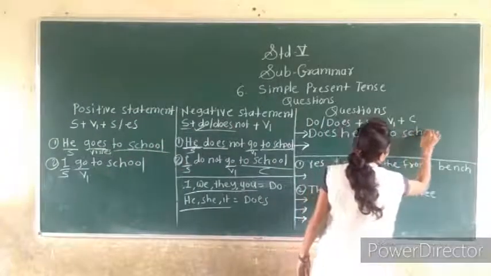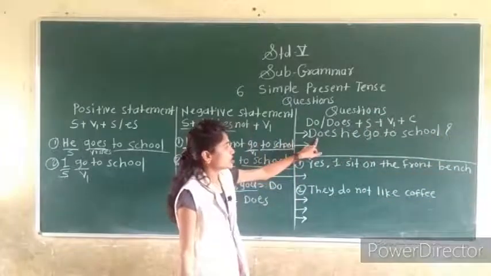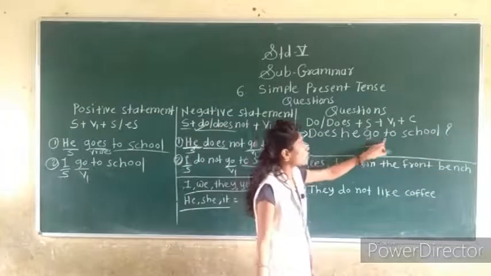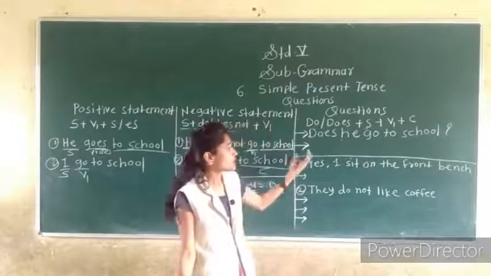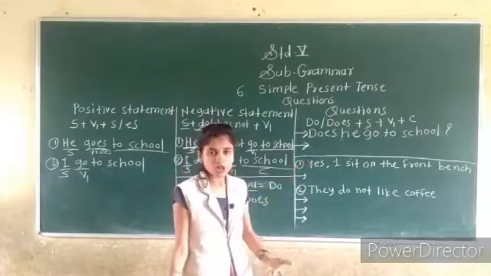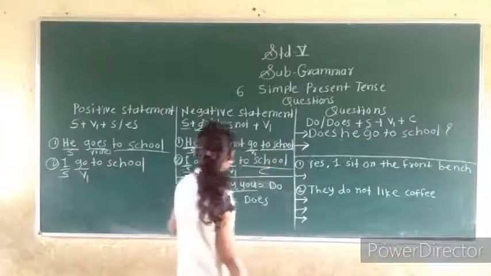And the question mark. Do you understand what we use? Does he go to school? And the question mark. See now, does he go to school? We can ask there. Next it is the plural.